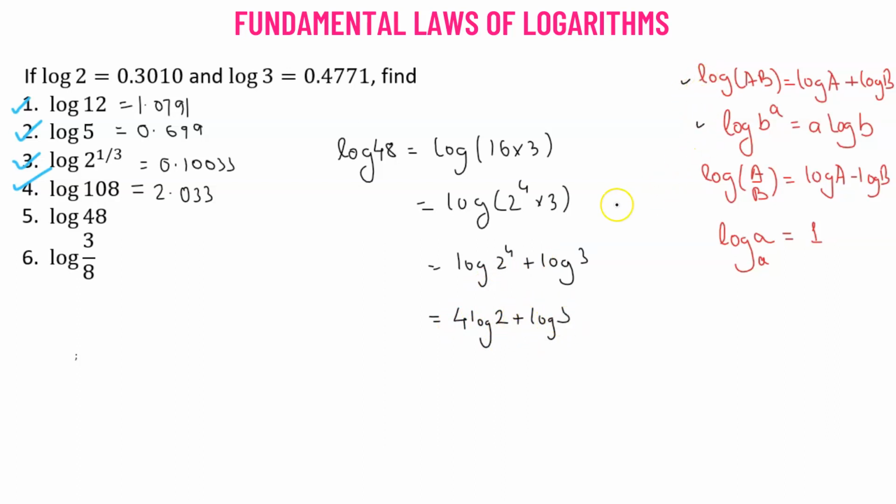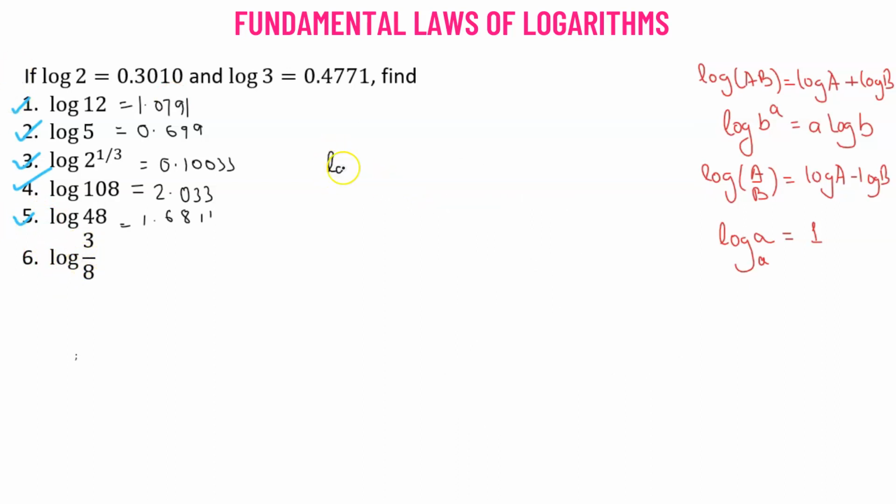So here we have used this particular property. Now let's substitute the values. We have log of 2, that's 0.3010, times 4, plus log of 3, 0.4771. So this should give us 1.6811. That is the value of log of 48, 1.6811. So this is done. Now let's move on to the final problem.